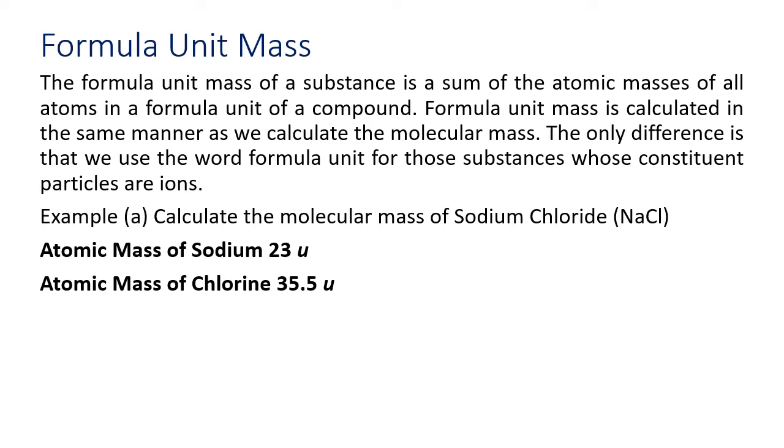Now, after atomic mass and molecular mass, we are going to see formula unit mass. What is the difference between the two? We saw molecular mass, now we will see formula unit mass. Let us see what the difference is. The formula unit mass of a substance is the sum of the atomic masses of all the atoms in the formula unit of a compound. Now, we may not understand the difference, so let me try to tell you what it is. Here they have given a compound called sodium chloride.